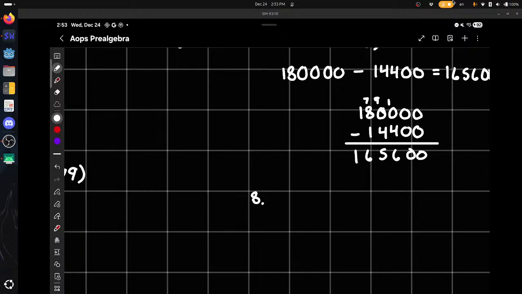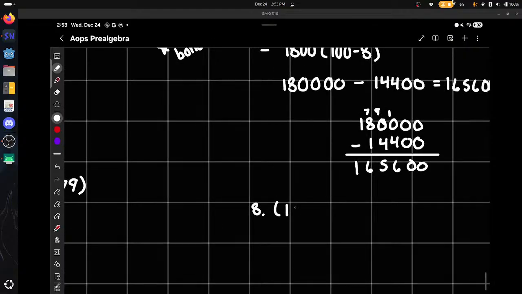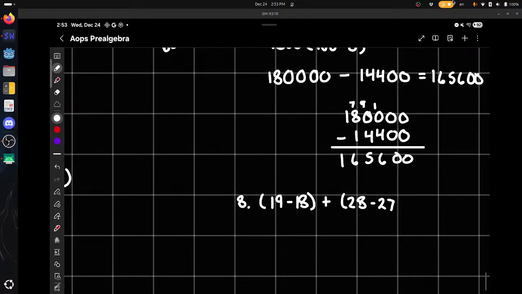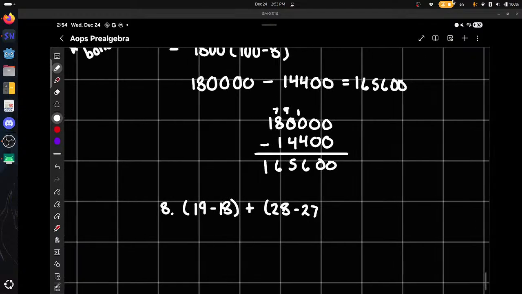Sure, we could add up all these numbers, but we can also do this. 19 minus 18 plus 28 minus 27. So we just need to add up how many numbers? So there's 1, 2, 3, 4, 5, 6, 7, 8, 9. So 9. Like if I were to do all that work, screw it, we'll just do it.